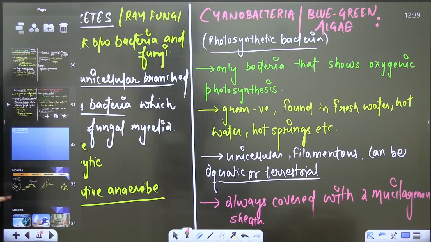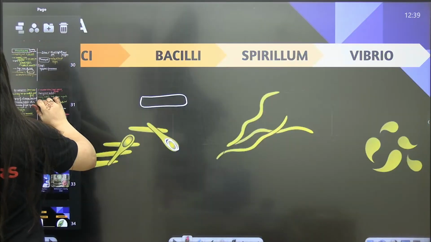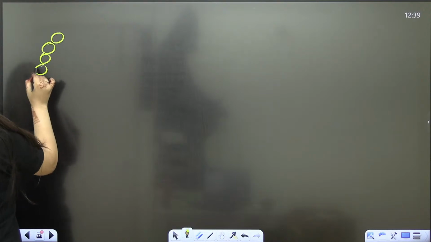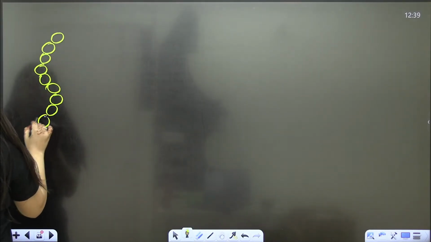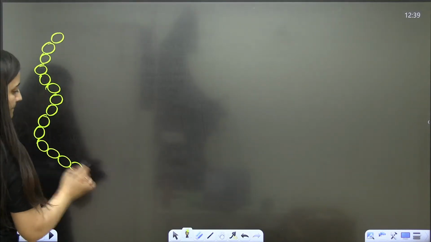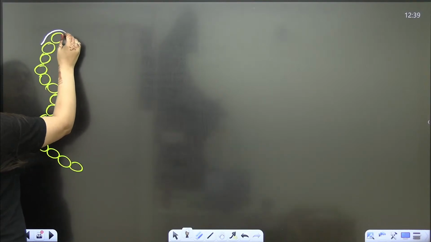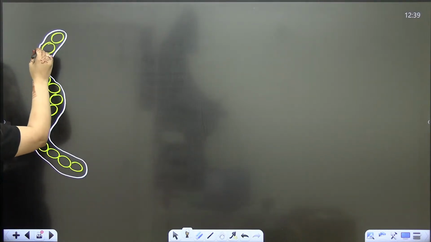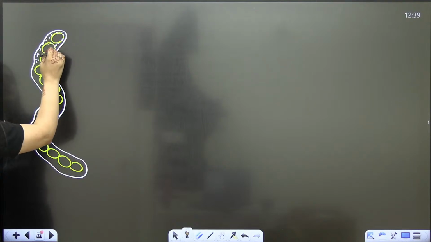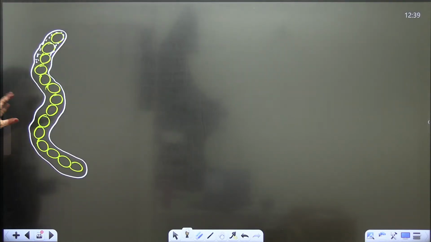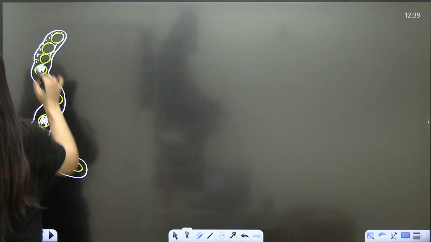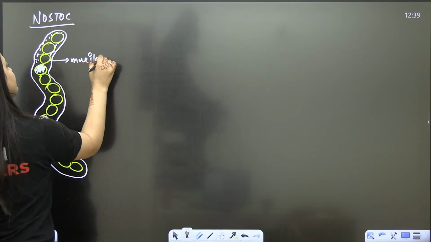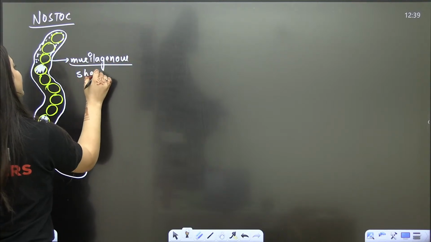I'll give you one example as well. You all have seen that example. It is even given in NCERT. Something like this. Nostoc is an example of this. So this surrounding has the mucilaginous sheath, right? It can absorb water, it can hold water as well.